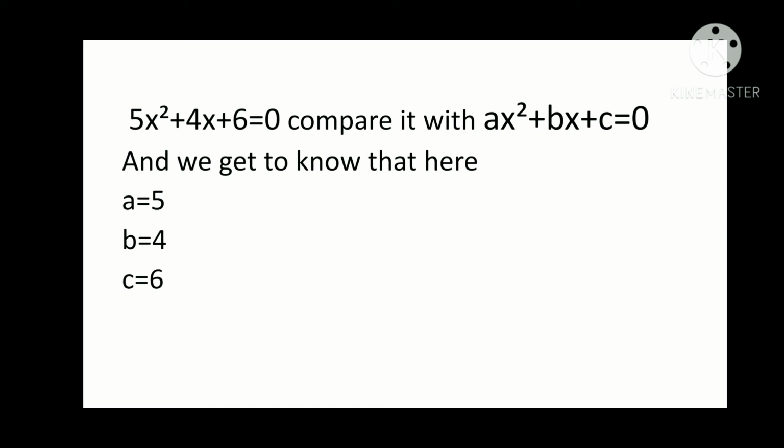5x squared plus 4x plus 6 is equal to 0. Compare it with ax squared plus bx plus c is equal to 0. Here a is equal to 5, b is equal to 4 and c is equal to 6. Similarly, in other quadratic equations, the a, b and c can have other constant values.